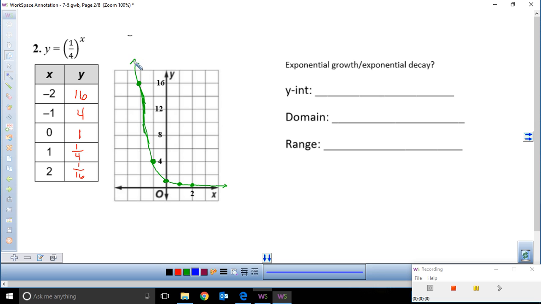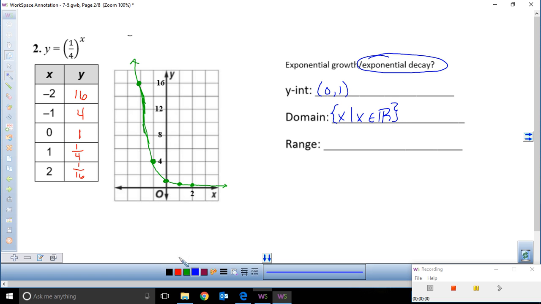So as I follow my graph from left to right, it's getting smaller, which is the indicator that it's going to be decay. It's decaying as it moves on. My y-intercept is where it crosses the y-axis, and that is still at (0, 1). My domain is all possible x values that I could get. So all the numbers that I could put in for x are just going to be the real numbers. So set of all x's such that x is an element of the real numbers.